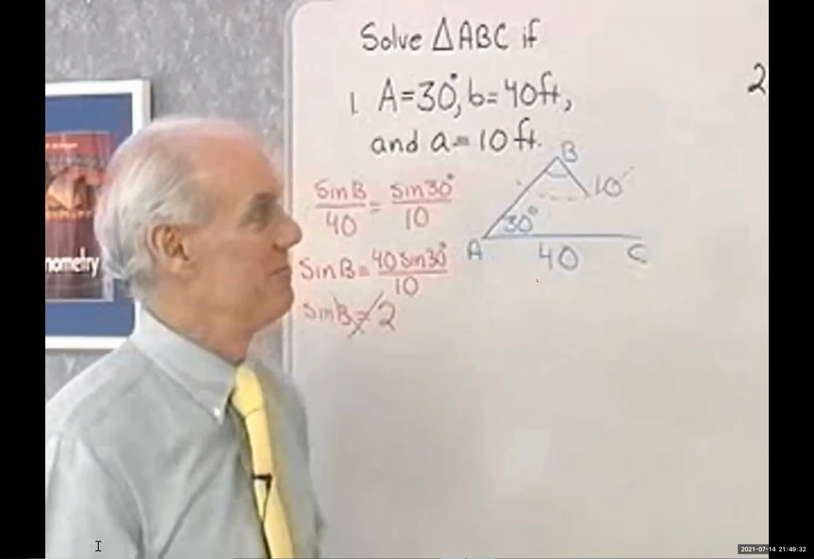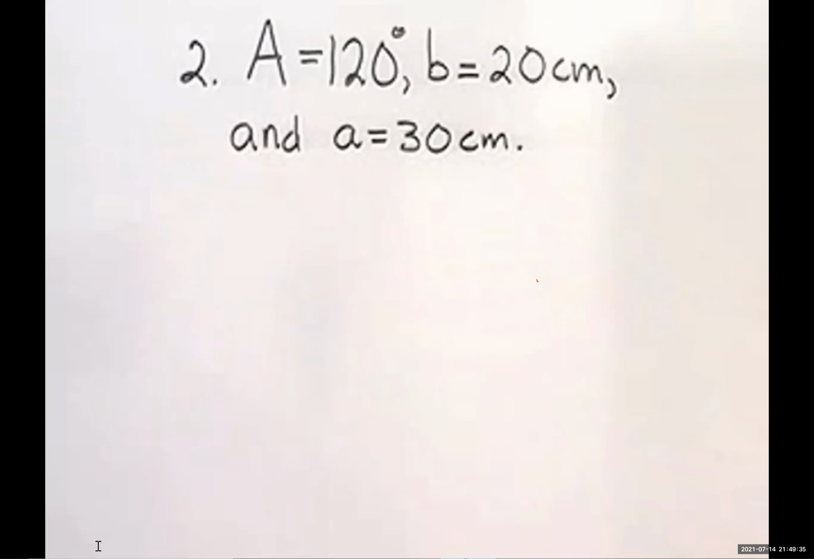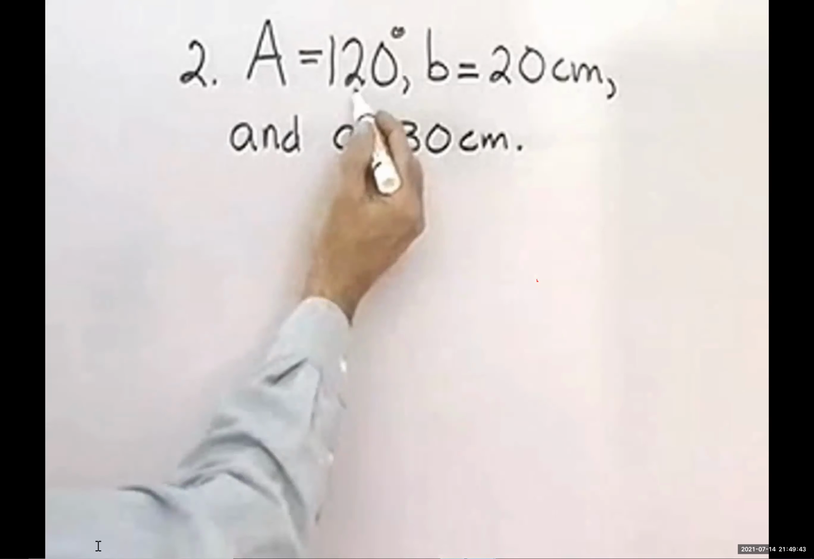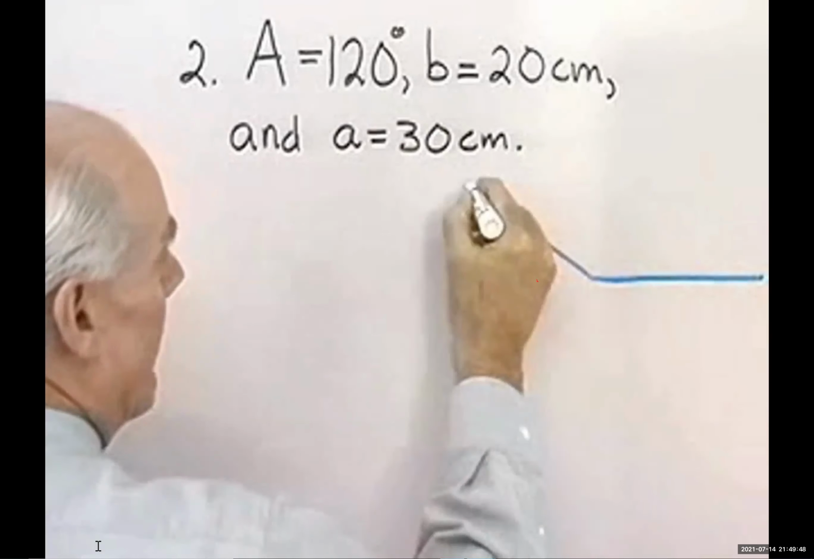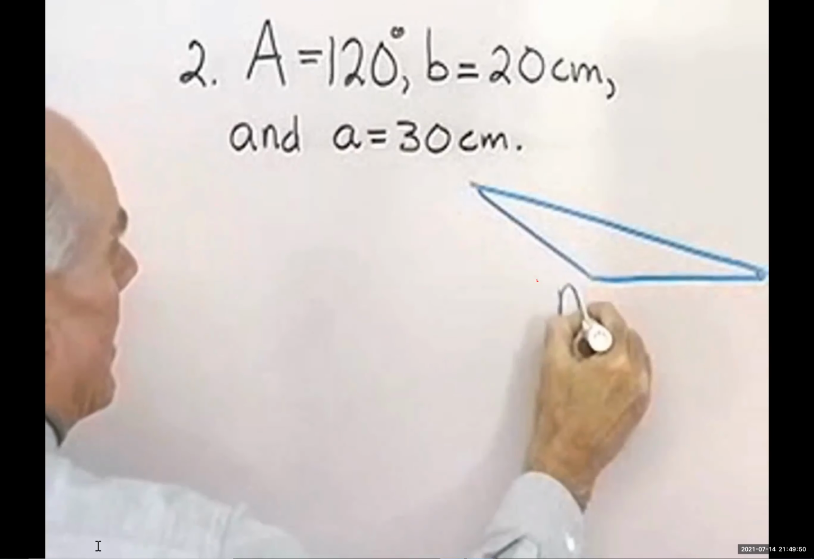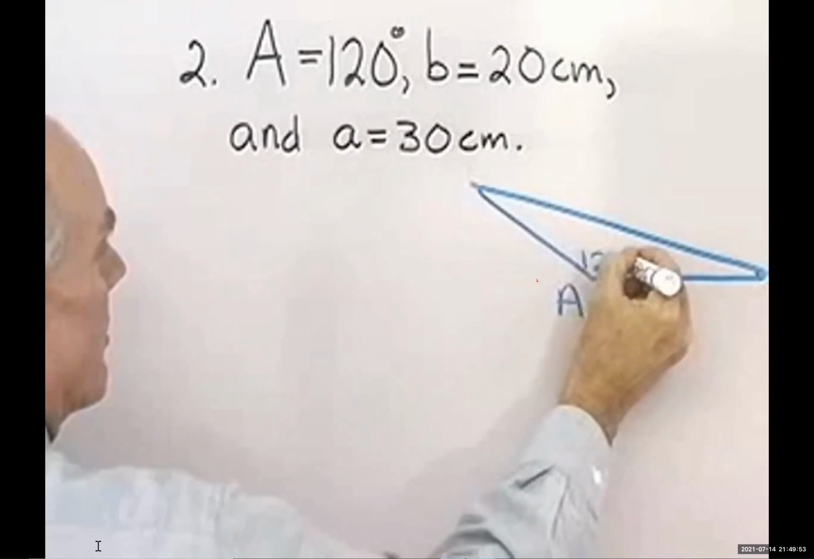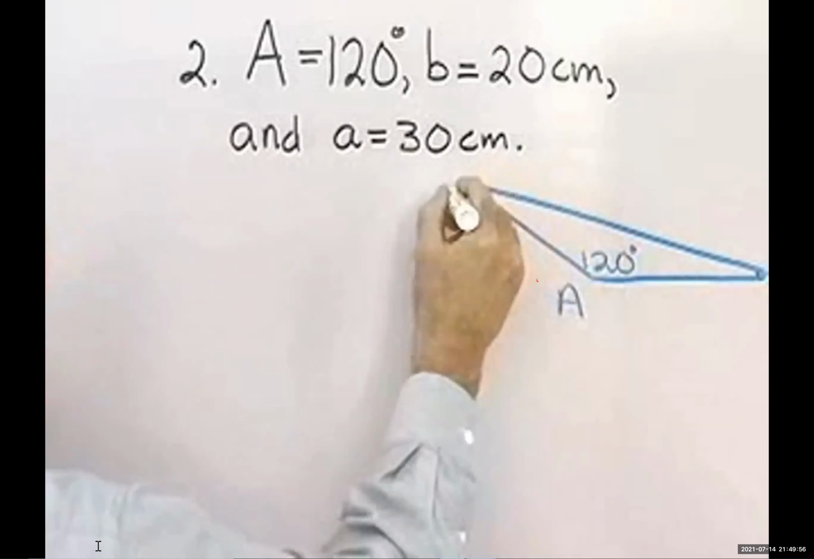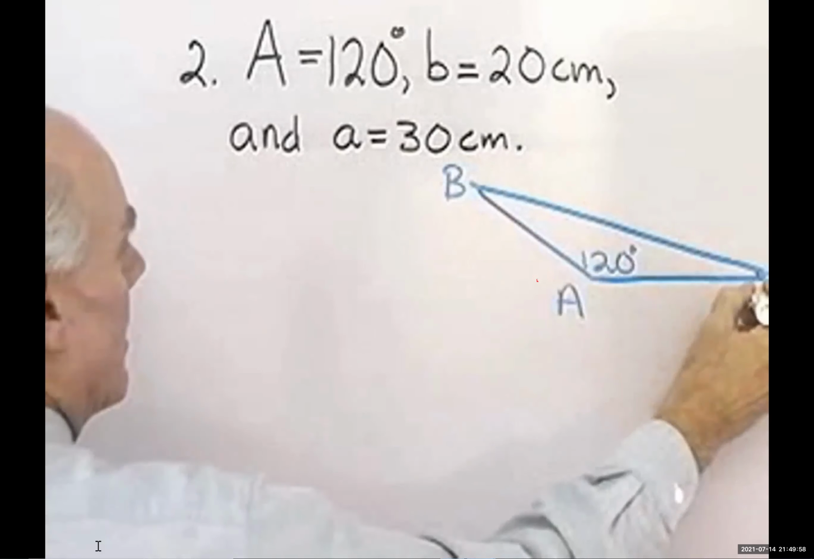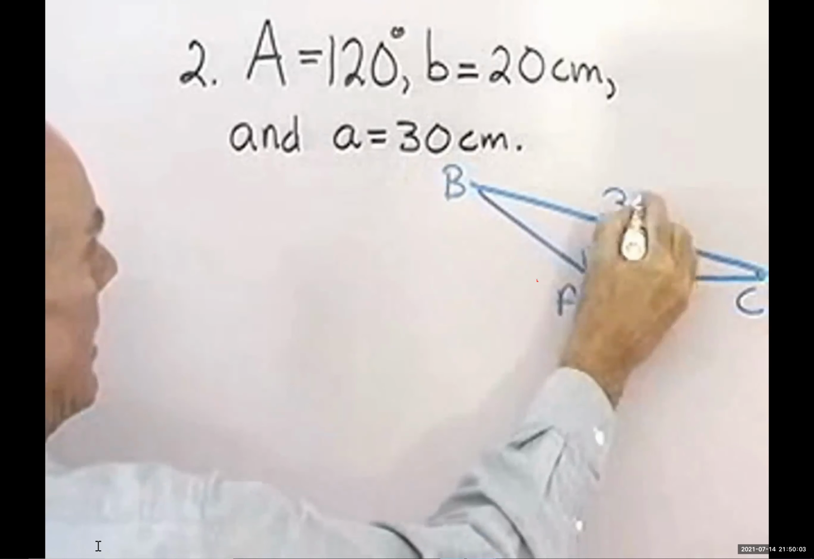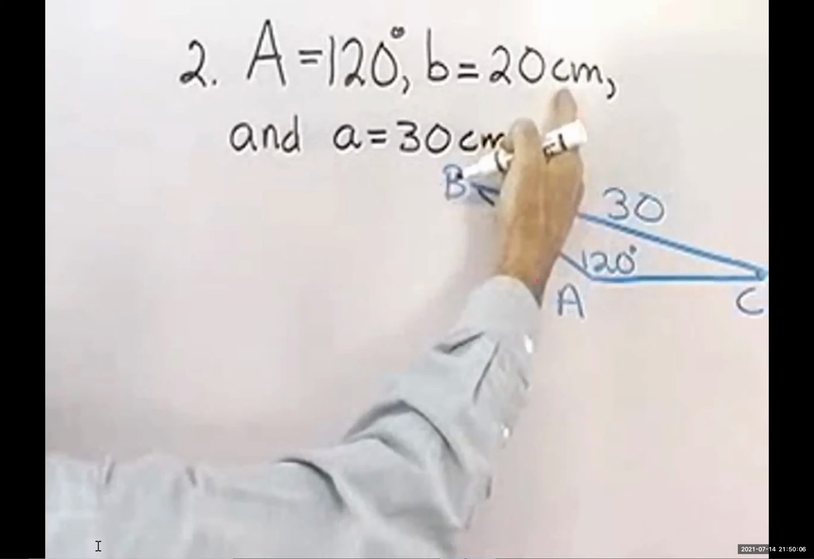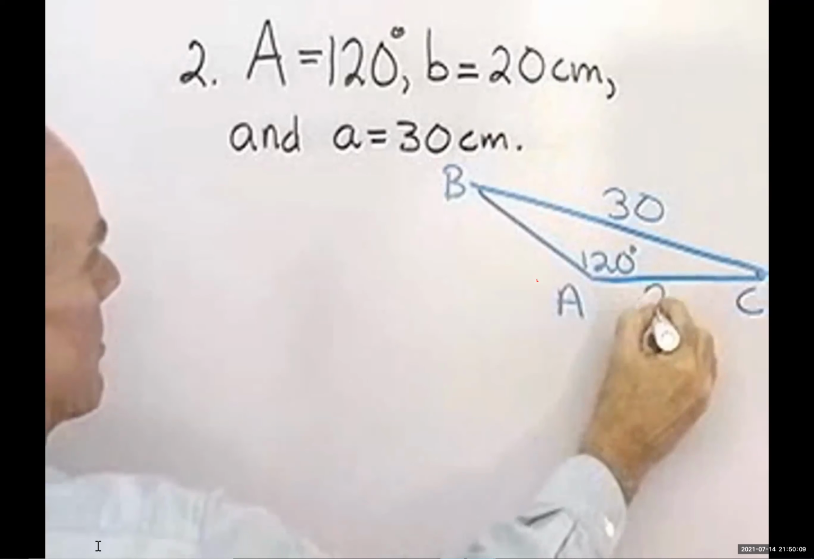Let's try another example. This time angle A is 120 degrees, side b is 20 centimeters, and side a is 30 centimeters. Let's see what happens on this triangle. Now here I have an obtuse angle, so I'm going to draw my triangle in a little bit more detail. Since I know that angle A is an obtuse angle of 120 degrees, I'll draw my triangle like this. So there's 120, here's angle B, here's angle C. Side a is 30, that's opposite angle A, so I'll make that 30. Side b is 20 centimeters, it's opposite angle B, so I'll make that 20.